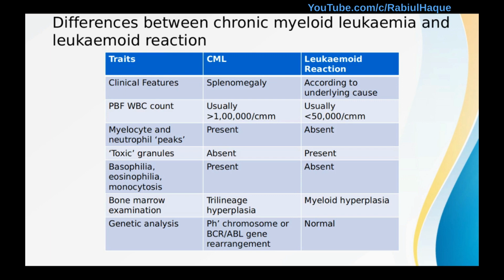In bone marrow examination, we will see trilineage hyperplasia in many cases of chronic myeloid leukemia, and in leukaemoid reaction, we will see myeloid hyperplasia. And the last point is summarizing the genetic analysis. In genetic analysis, in case of chronic myeloid leukemia, we will see presence of Philadelphia chromosome or BCR-ABL gene rearrangement in all the neoplastic cells. However, we won't see such thing in case of leukaemoid reaction.